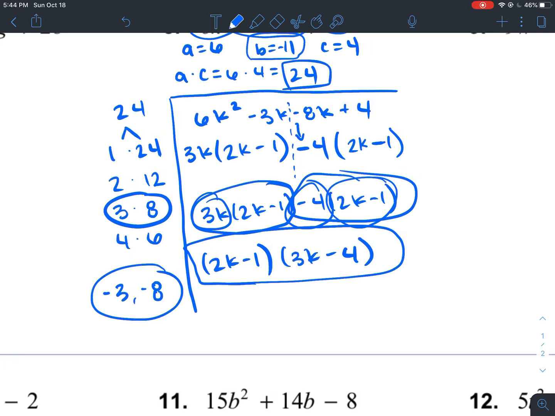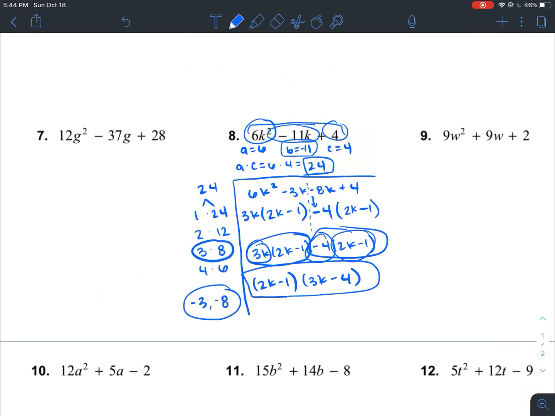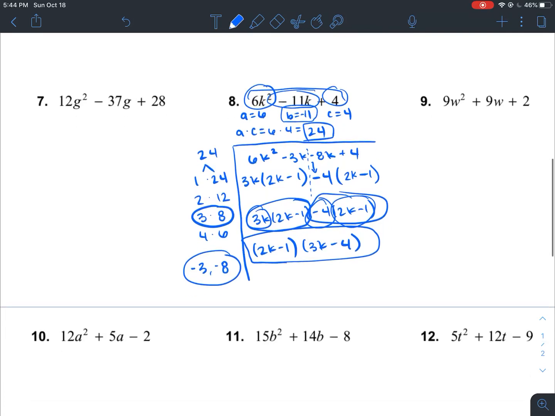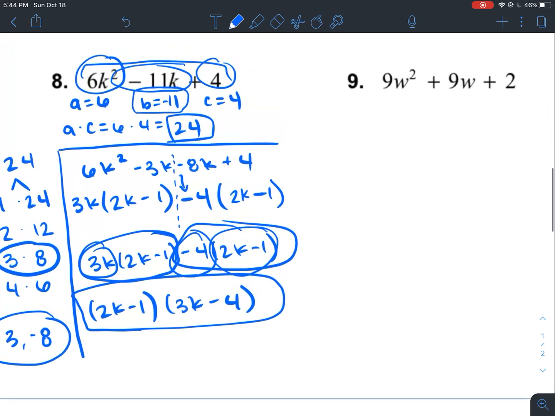So a little bit different from what we did before, but kind of similar as well. So we just have to turn it into a factor by grouping situation. So let's try number 9 together.